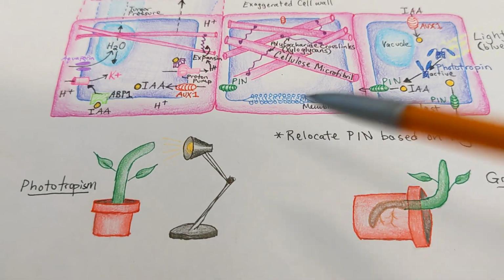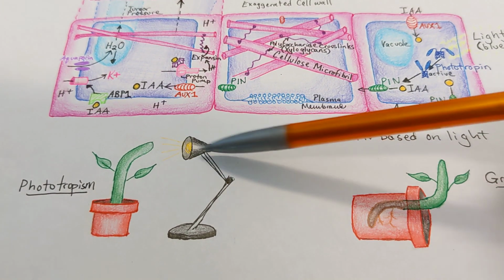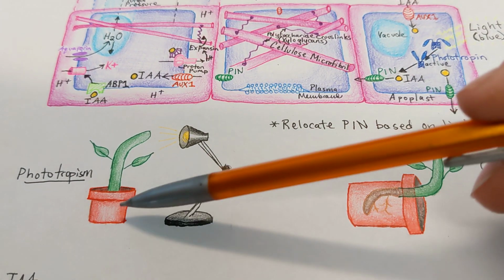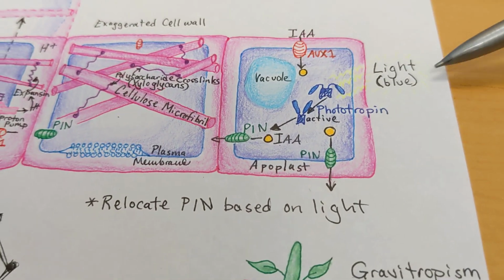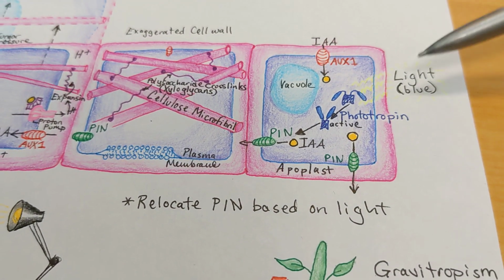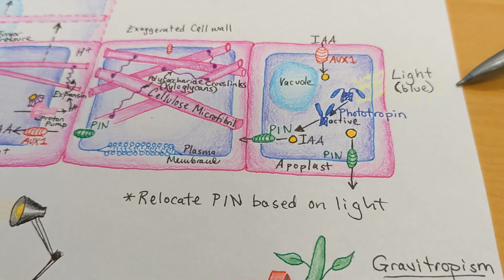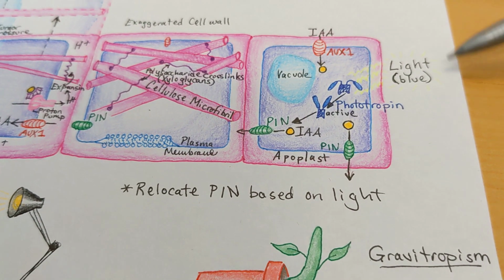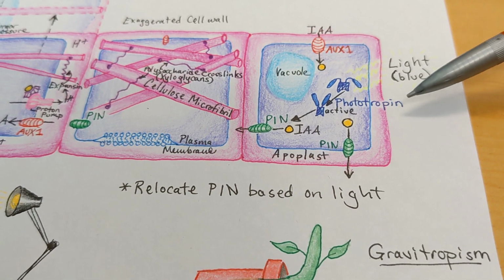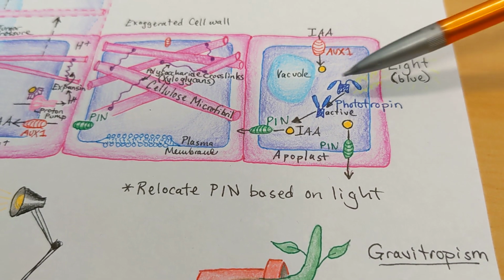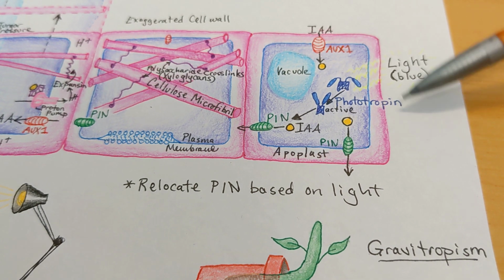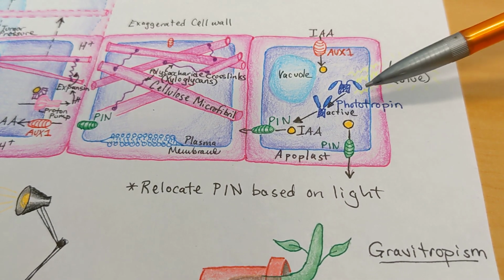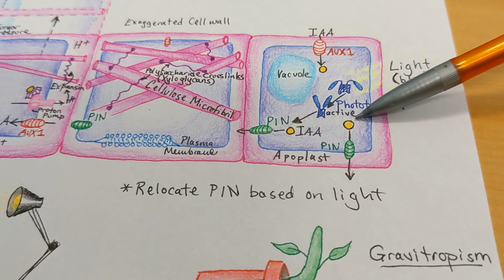However, if there is a light source from one direction only, as we know, the plant is going to grow towards it. And so what's going to happen in that situation is that light, particularly blue wavelengths of light, are going to activate a light-sensitive protein within the plant cell called phototropin. Okay, so this is going to change the shape of the molecule and therefore activate it.